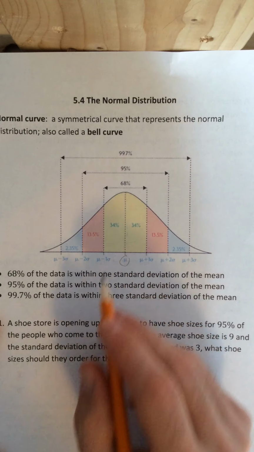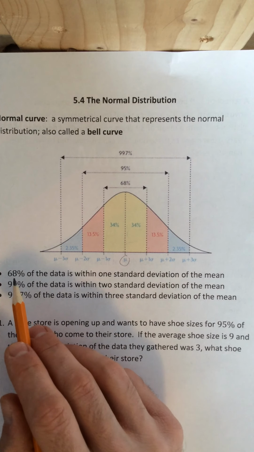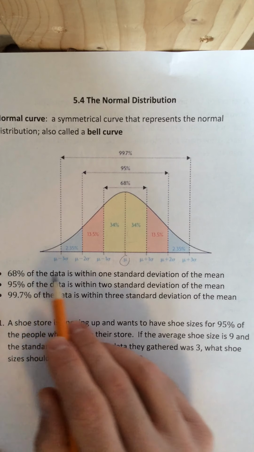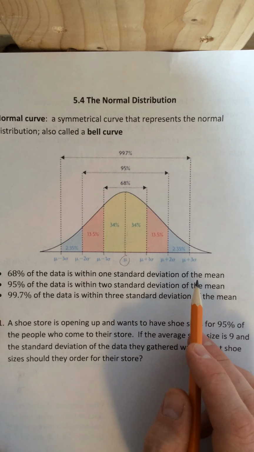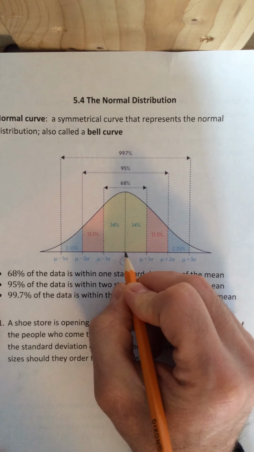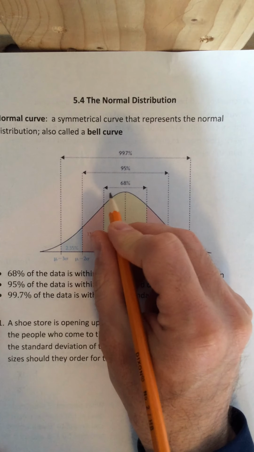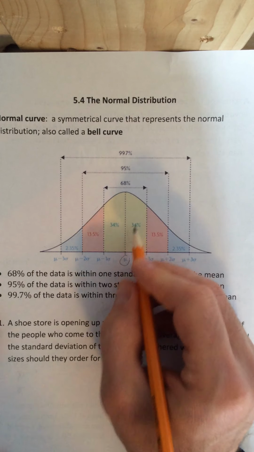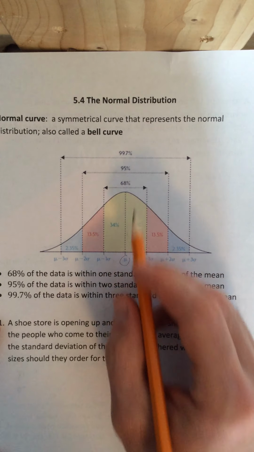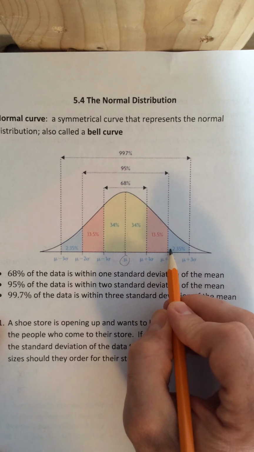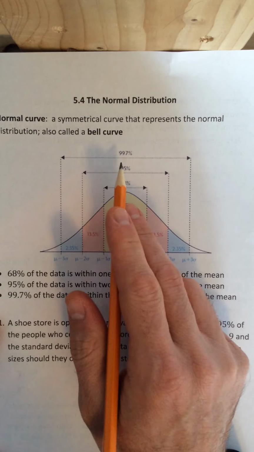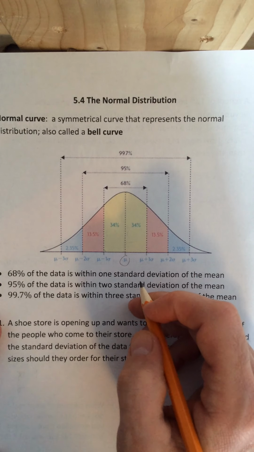Now, when you have a set of normal data, it is proven or approximate that 68% of your data is within one standard deviation of the mean, meaning one standard deviation to the right and one standard deviation to the left. And 95% is within two standard deviations to the right and two standard deviations to the left. And then 99.7% is within three standard deviations.